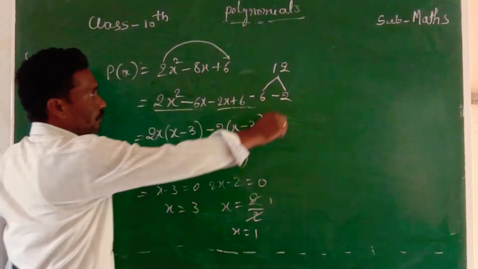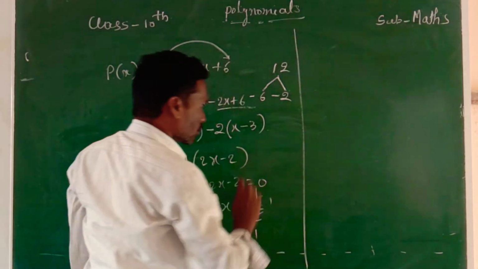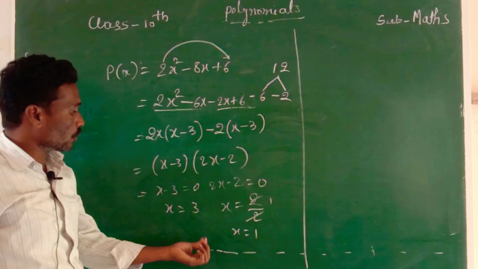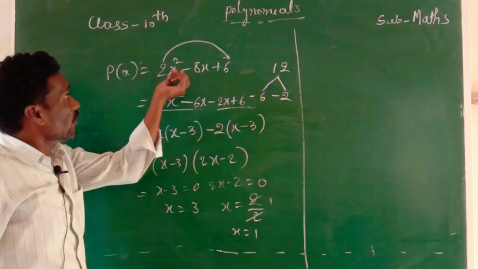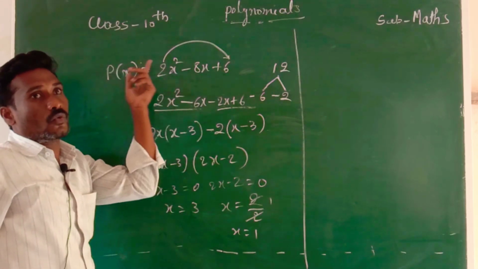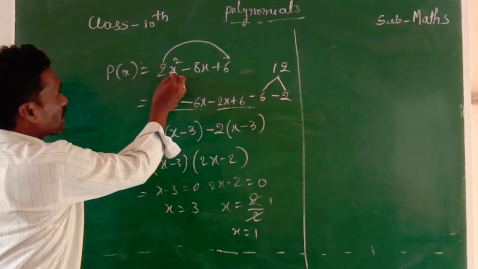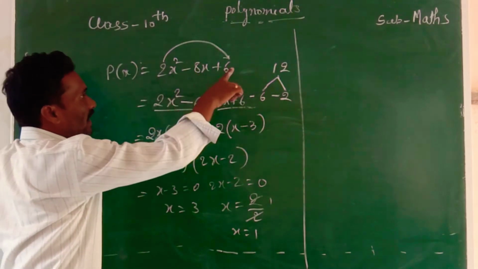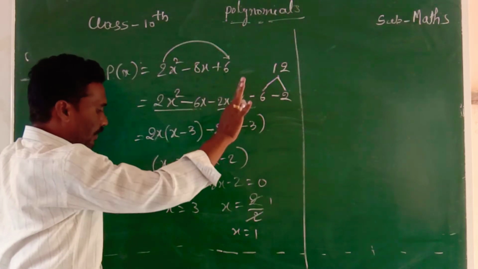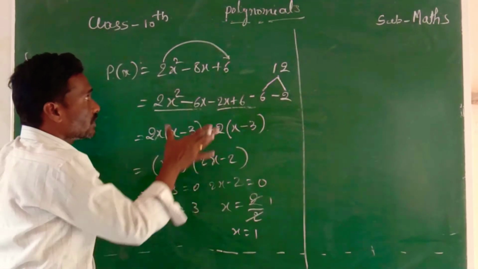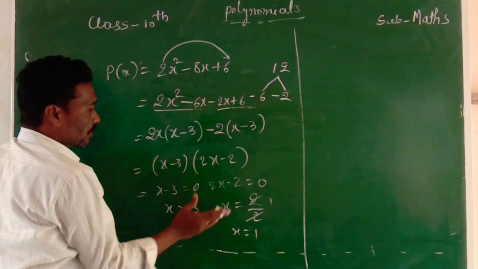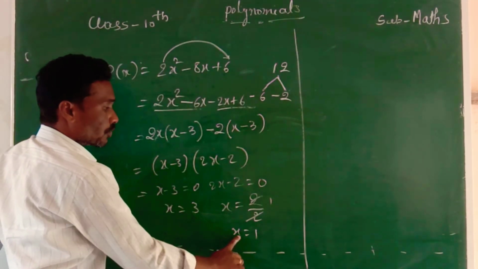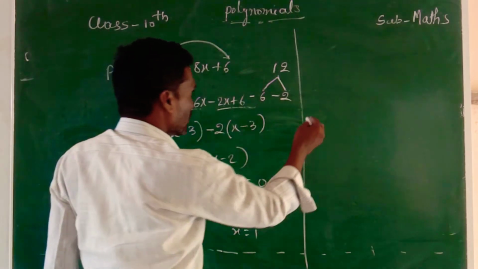Now in this lesson we come to know the zeros of the polynomial. But what we are talking about is the relationship between the zeros of the polynomial and the coefficients of this quadratic equation. The coefficient of x square is 2, the coefficient of x is 8, and this is the constant value. Today we are going to see the relationship between the coefficients of these variables and the zeros of the polynomial.